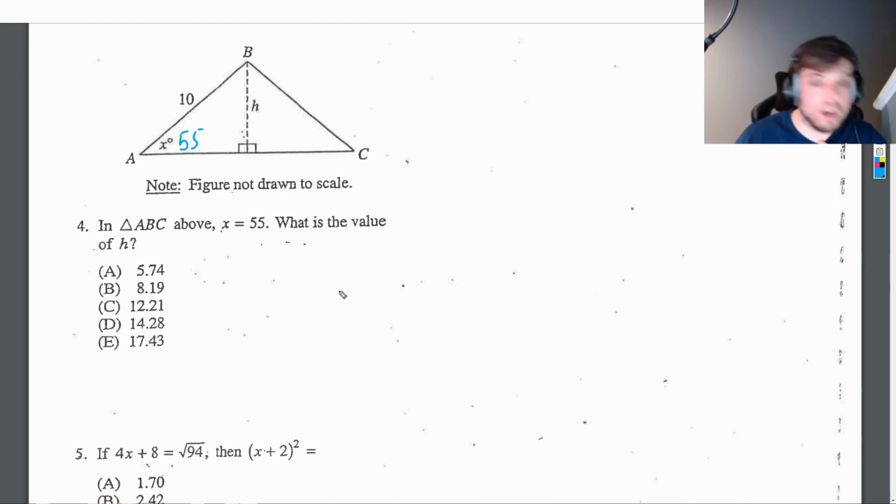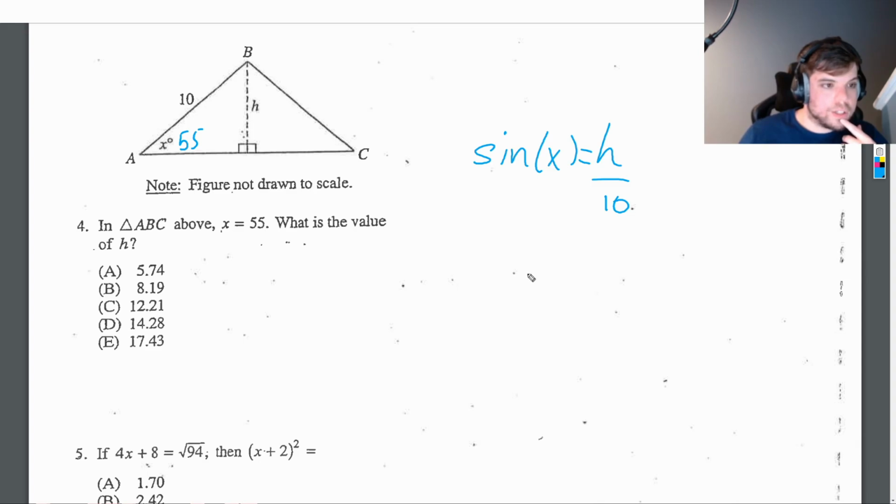Well, I think this is where our good old trigonometric identities and functions are going to come into play. So I think we know that the sine of x is equal to h over 10. The sine of x equals h over 10. Sine is opposite over hypotenuse. Yep, that makes sense to me. If that doesn't make sense to you, refresh your trigonometric identities. Understand SOHCAHTOA. Sine equals opposite over hypotenuse, etc. So that's the only thing I'm using here.